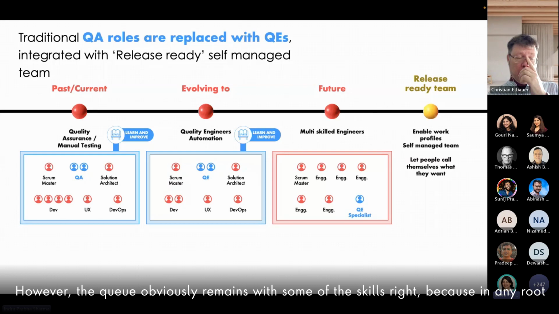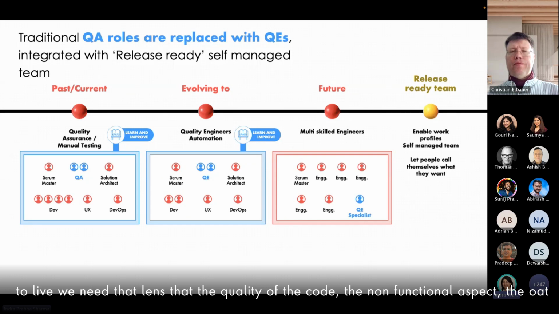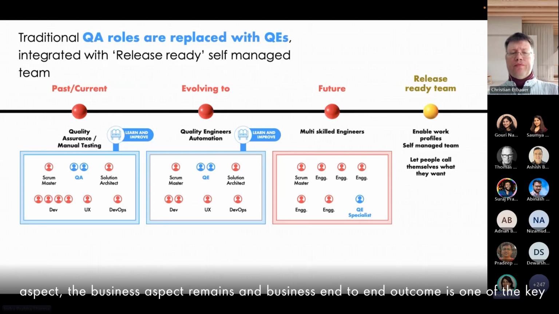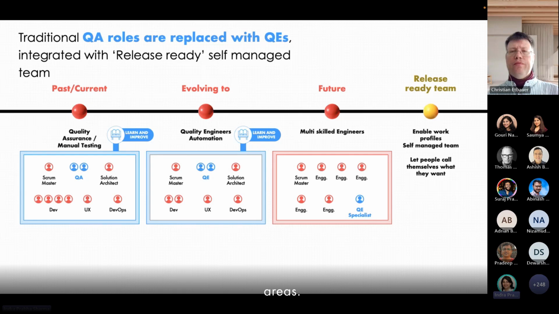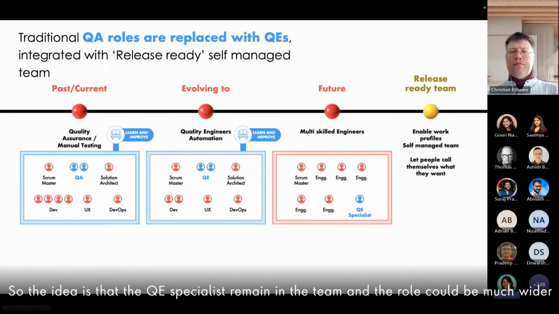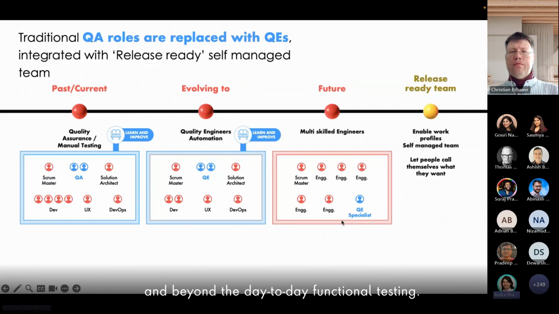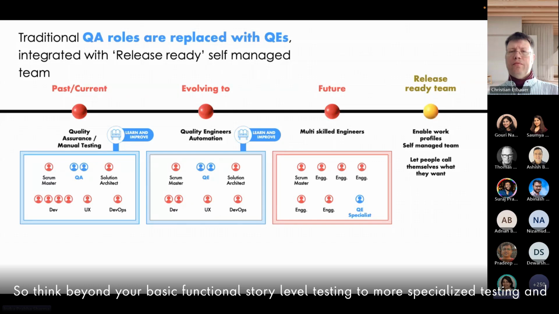However, the QE obviously remains with some of the skills, right? Because in any route to live, we need that lens: the quality of the code, the non-functional aspect, the OAT aspect, the business aspect. And business end-to-end outcome is one of the key areas. So the QE specialist remains in the team, and the role could be much wider and beyond day-to-day functional testing, just thinking about one story, defect, fixing that defect, retesting that story. So think beyond your basic functional story-level testing to more specialized testing, and we will understand more.